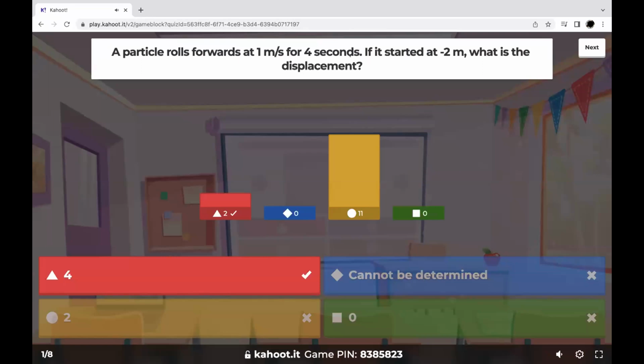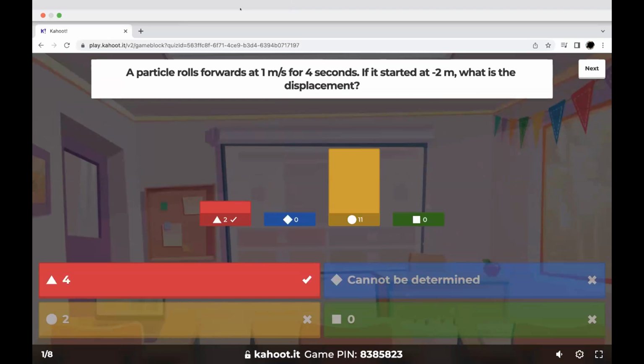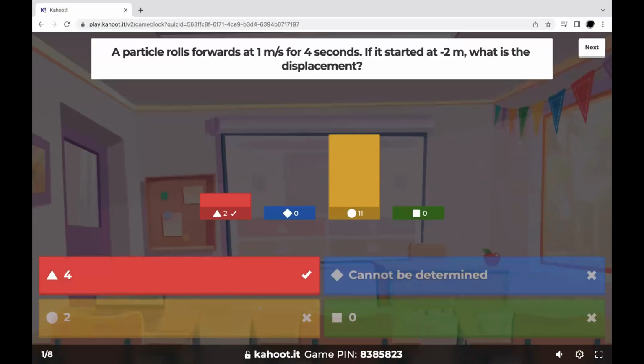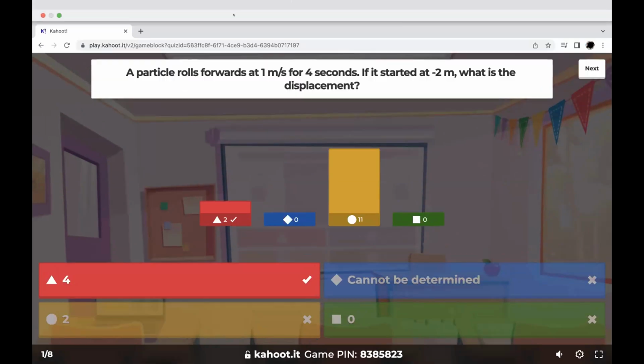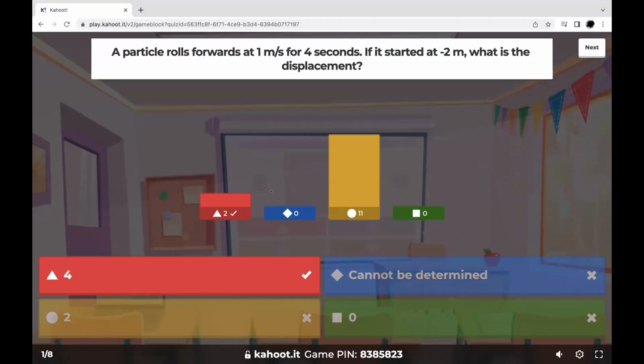You're going to notice the question asks for displacement here. The final position will be 2 meters, but the amount you've actually rolled is 4 meters away from your starting point. So the displacement is 4 meters and the final position is 2 meters. That's going to be the key difference here. This kind of thing is where a lot of mistakes come up. Make sure you read carefully and know exactly what you're looking for.